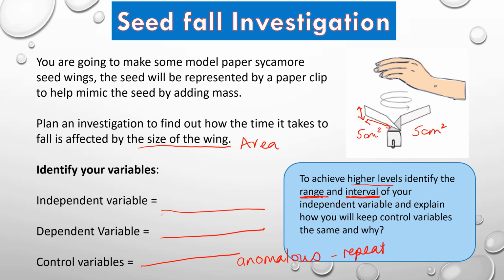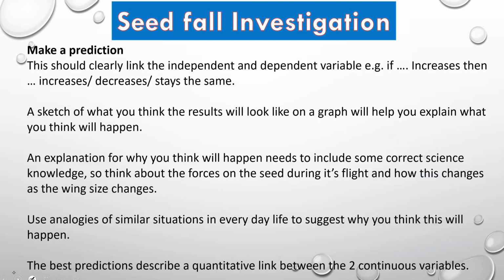I then also, on page 58, would like you to write a prediction about what you think is going to happen, okay, as you change the size of the wing. Now, when you write this, you should always try to link the independent and the dependent variable. If they're both continuous variables, in other words, if they're both numbers, then we should be able to write a clear link. And we try and use these terms increase and decrease rather than go up, go down, okay, right?